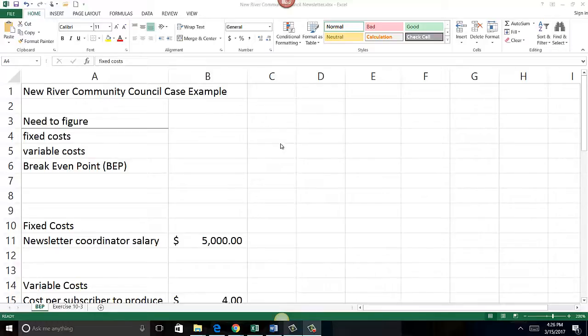What I'm looking at first is the example that's in the book about the New River Community Council newsletter. And this is a good illustration. It's simple, but it's still pretty good. So let's go over it kind of in detail.